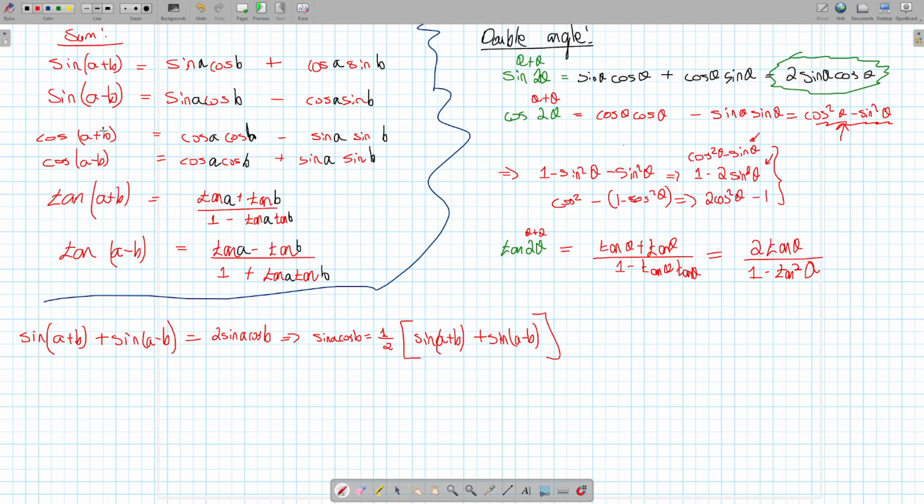But how about cosine a plus b plus cosine a minus b? Let's see, what do we get when we do it? Let's take a look. Cosine a plus b plus cosine a minus b. So add these two. Cosine a cosine b, cosine a cosine b. When you add them, you get what? 2 cosine a cosine b. And obviously these two cancel out. Okay? So what does this mean? If you divide by 2 on both sides, it leads to a formula. Cosine a cosine b is equal to half cosine a plus b plus cosine a minus b.